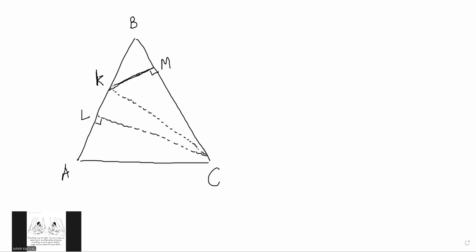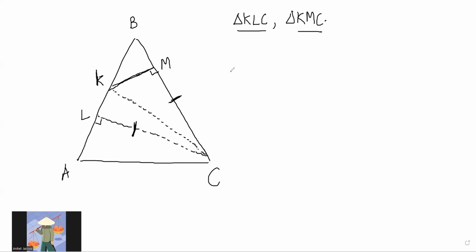You should look at triangle KLC and KMC. We know that this is equal to this, right? Yes, sir. We also know that there is a common side. So two sides are equal, right? Two sides are equal and there is an angle also, and it's a right angle triangle. The RHS.